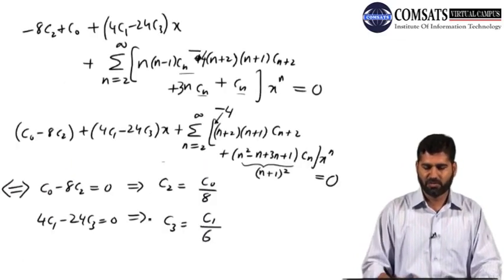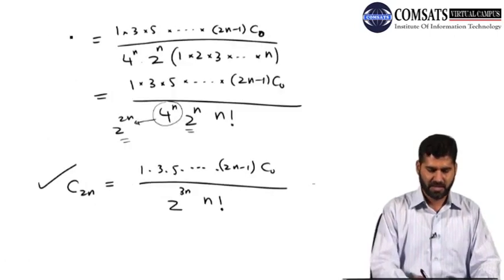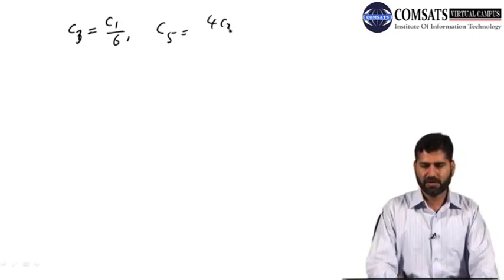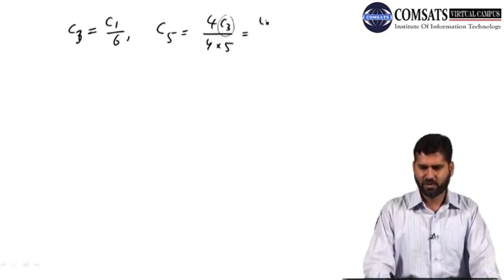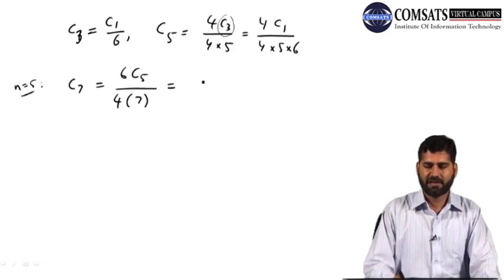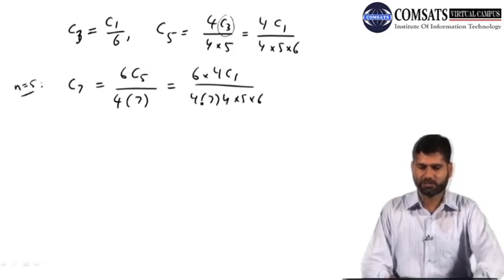C3 was C1 by 6, C5 was 4 C3 by 4 times 5. This is what you have. So C3 is 4 C1 divided by 4, 5 and 6. So let's find C7 and C9. C7 will come from n is equal to 5, will give me C7. So that will be 6 C5 divided by 4 times 7. And C5 is 6 times 4 C1 over 4, 7 and 4, 5, 6. So this is what I am getting.